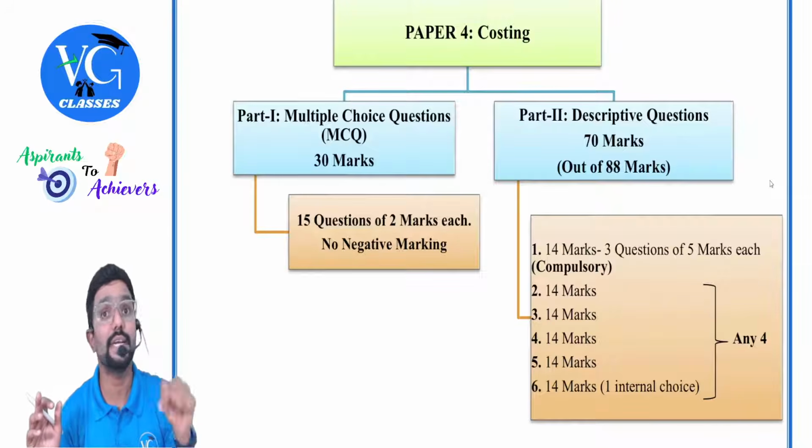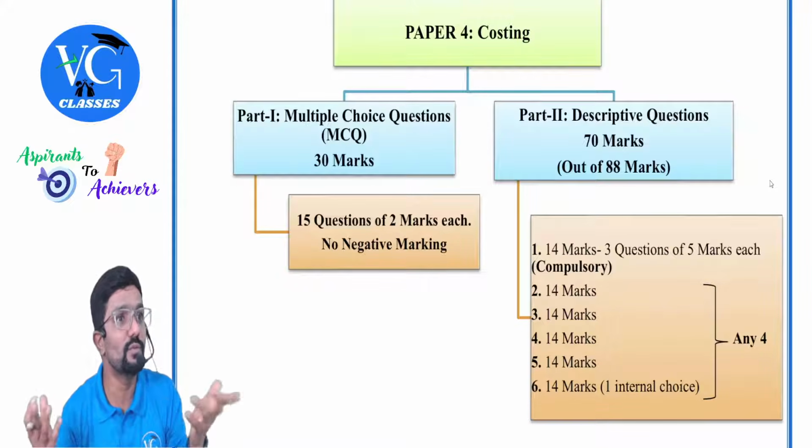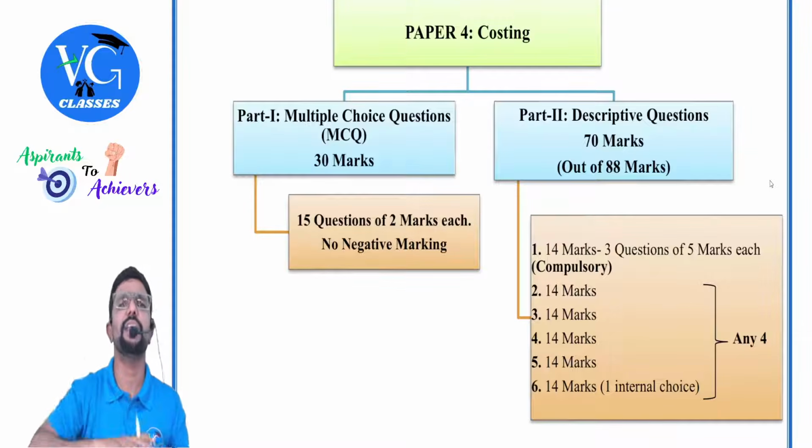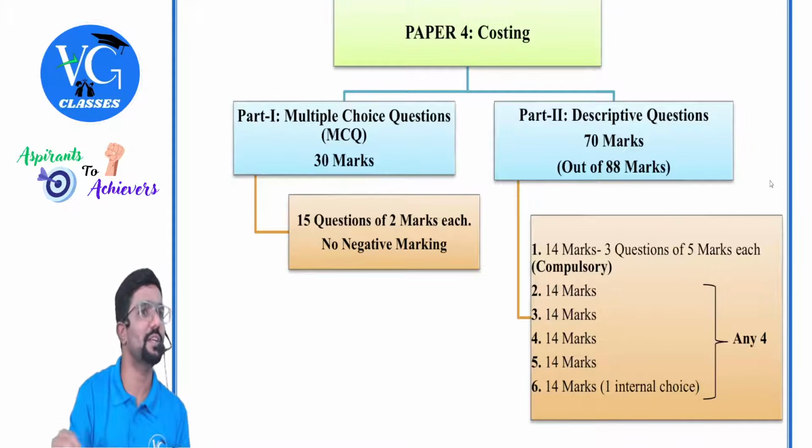And please don't decide it now. Today you don't decide, because who knows in what way the question paper will come. Clear? Sir, no matter what, my lucky number is 3. I will start with 3 only.